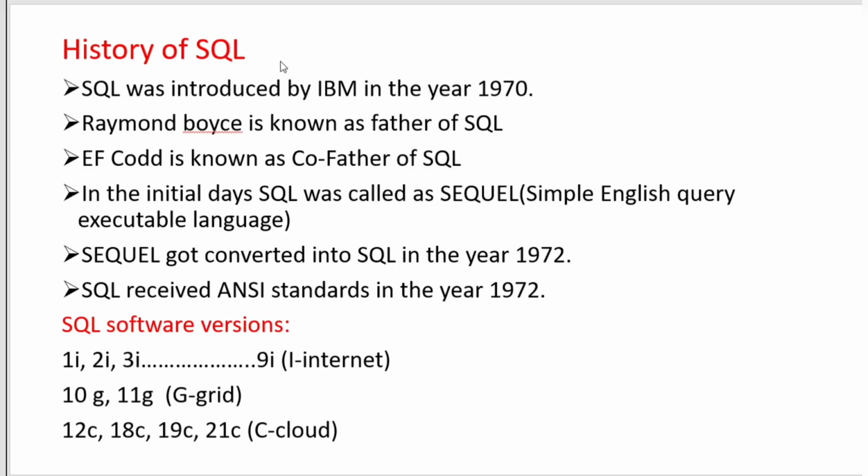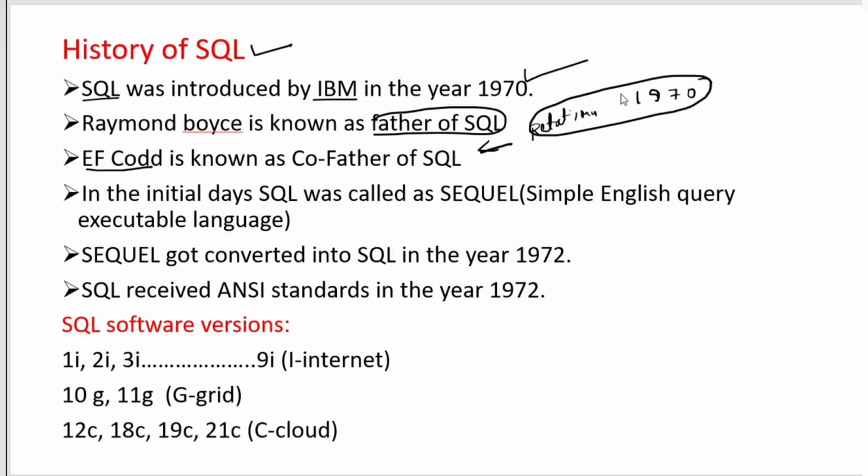And next, the history of SQL. If we are learning SQL, we should know the history of SQL. SQL was introduced in the year 1970 by the company IBM. Raymond Boyce is called the father of SQL. EF Codd is known as the co-father of SQL. He introduced the relational model of database in the year 1970. That's why we call him the co-father of SQL.